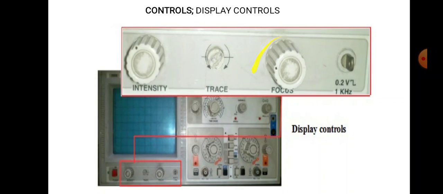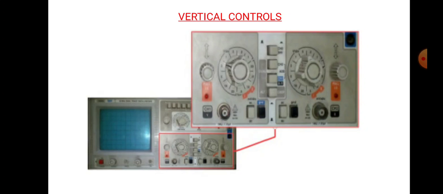The third one is the focus control. Focus control is used to adjust the sharpness of the waveform. And the fourth one is the calibration point. This calibration point is used to calibrate the cathode ray oscilloscope. These are the display controls, which are one part of the controls.